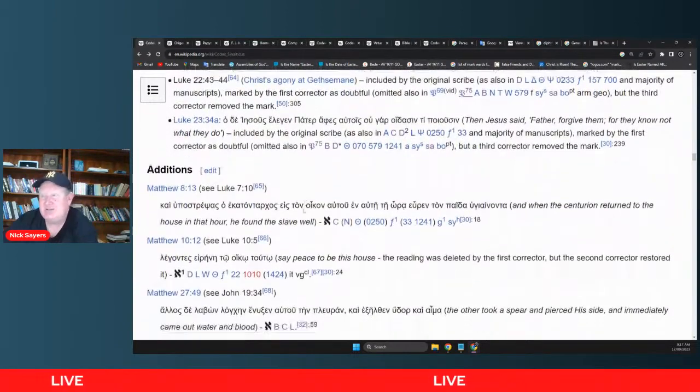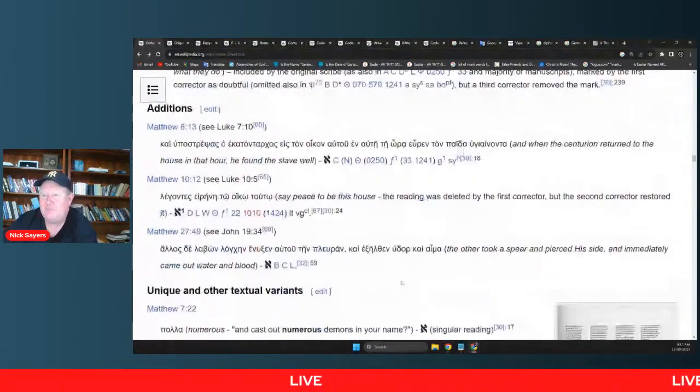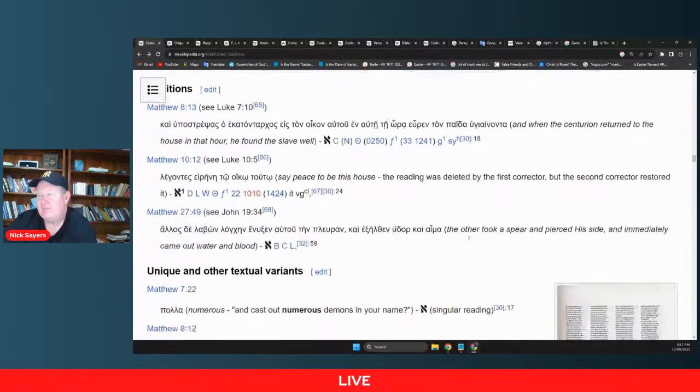Okay, so then you've got additions. They add to the word of God, and there are strange readings. Where it has, "and when the centurion returned to the house in that hour he found the slave well," here it has, "say peace to this house." Here it has, "and another took a spear and pierced his side, and immediately came out water and blood." So it's quite interesting. In Sinaiticus, Jesus doesn't die on the cross from that. He actually dies from having a spear in his side, because later on he starts talking. He's talking just before this.